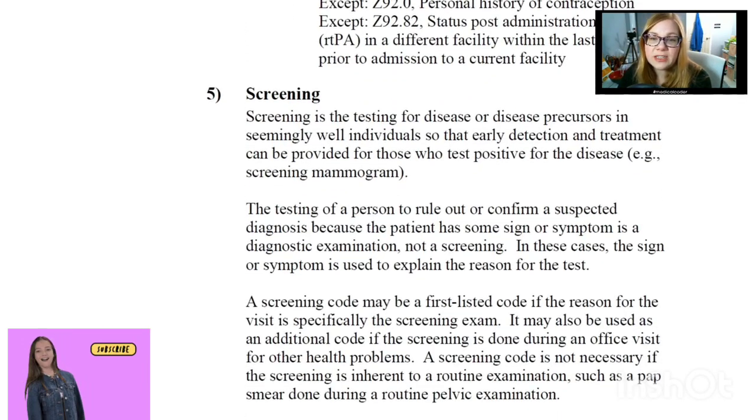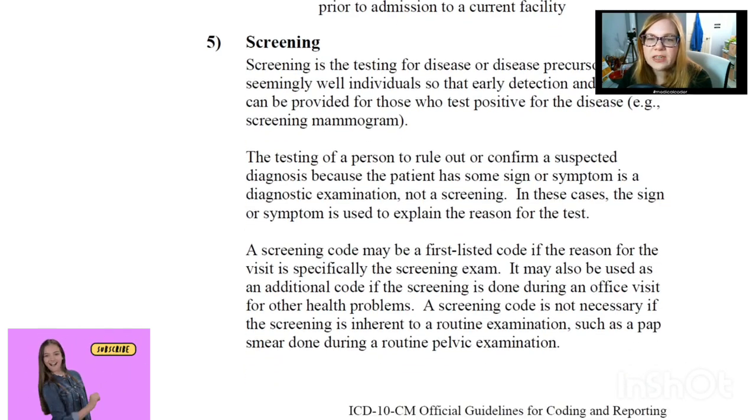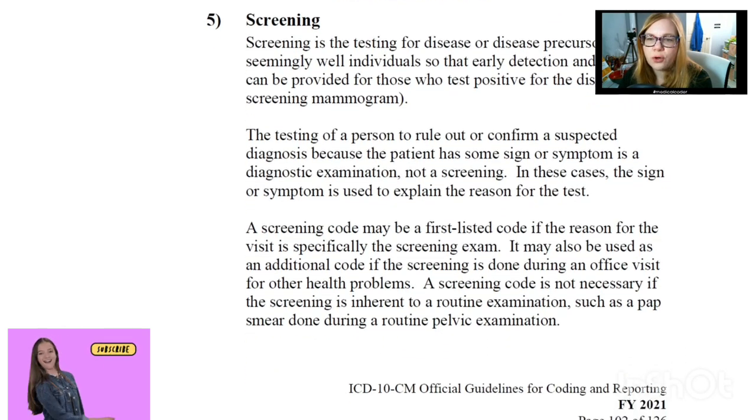Screening. So screening is the testing for disease or disease precursors in seemingly well individuals so that early detection and treatment can be provided for those who test positive for the disease. So if you have a screening mammography, that might indicate that you have some sort of abnormality that they want to look at in case it is a tumor or some sort of cancer. The testing of a person to rule out or confirm a suspected diagnosis because the patient has some sign or symptom is a diagnostic examination, not a screening. In these cases, the sign or symptom is used to explain the reason for the visit.